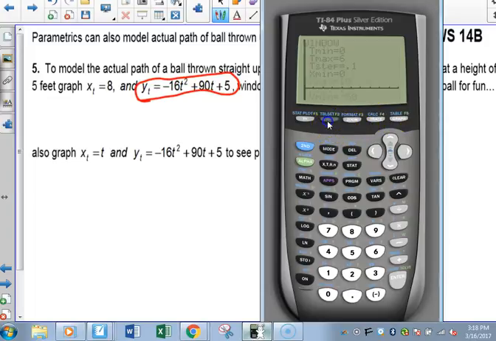Because, well, I could change the time. I could try to stop it when it hit the ground, but I'd have to set my T to be like 5.3 or wherever it stopped. Okay. You get the idea.